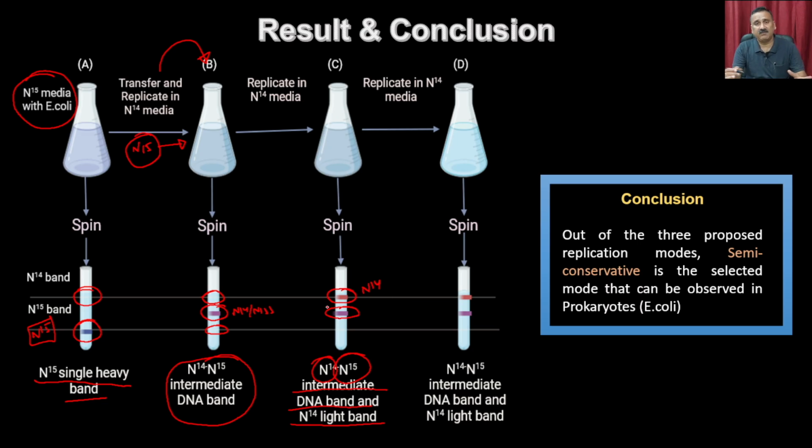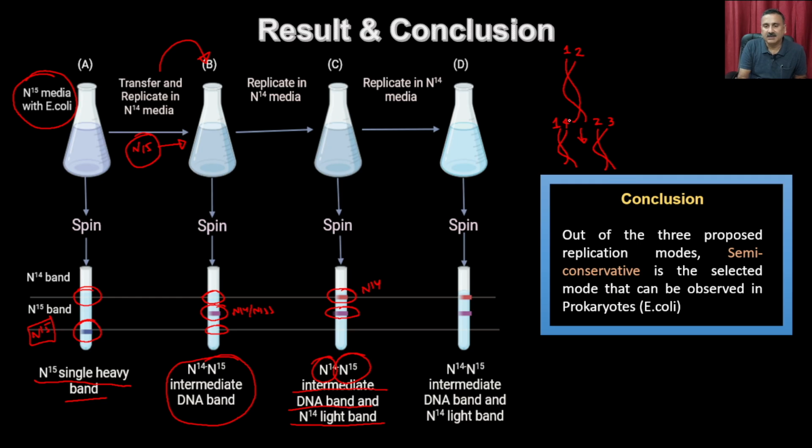So, remember that when we were talking about the semi-conservative mode, what we said is that if you have this DNA, and you have the 2 strands, 1 and 2, after the replication it is going to form 4 strands. So, 1 is going to make a pair with 4 and 2 is going to make a pair with 3.